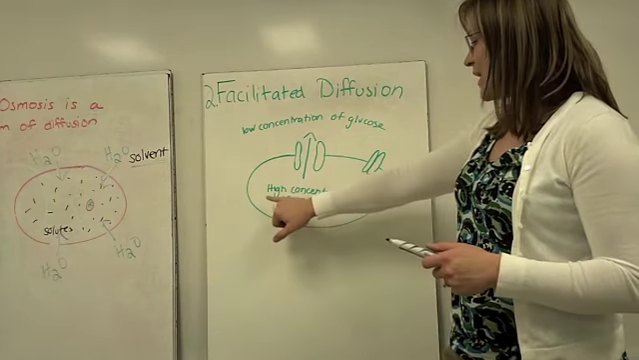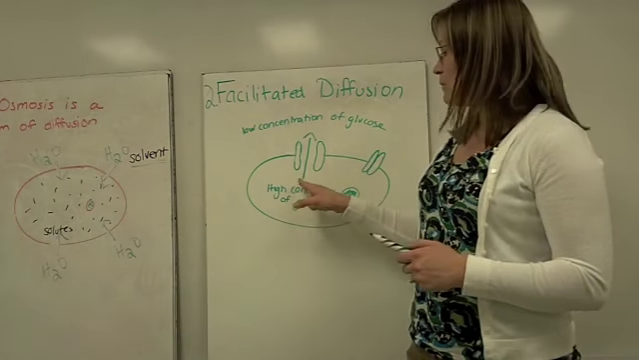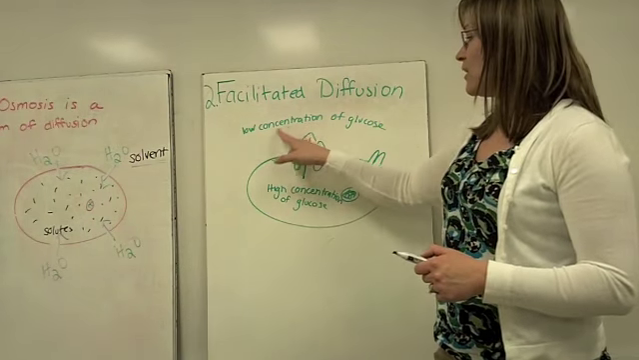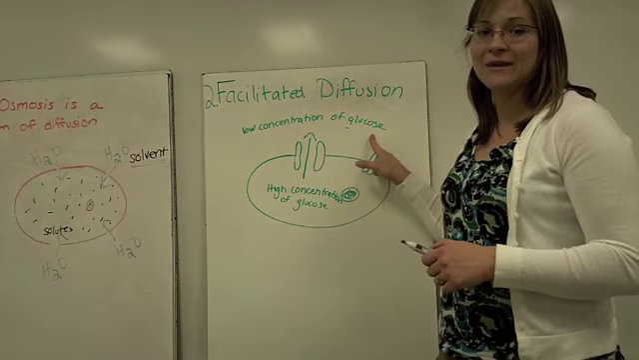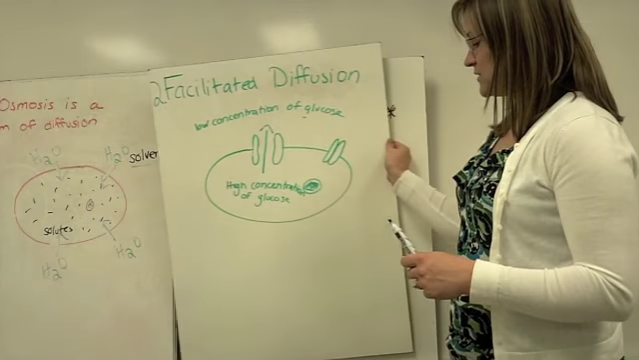So in this instance, I have a high concentration of glucose on the inside of my cell. It's going to move passively, so without any energy, to an area of low concentration of glucose on the outside of my cell. So you're going to see that facilitated diffusion.